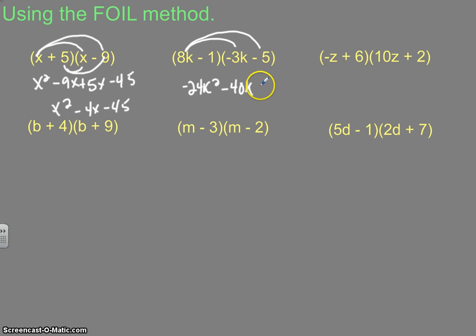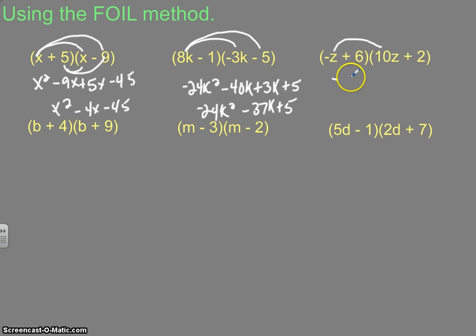Negative 1 times negative 3 is positive 3k, and negative 1 times negative 5 is positive 5. Okay, so we have the middle two terms that are like terms. Negative 24k squared is my first term, putting it in standard form. Then I've got a negative 37k from the middle terms, and then positive 5 from the last term, for a trinomial.